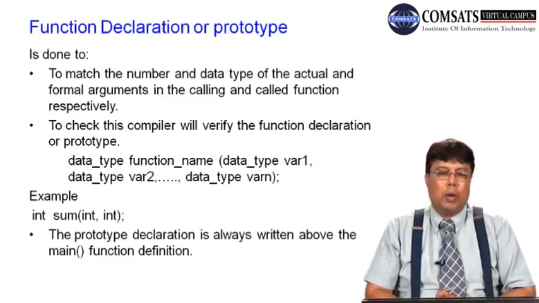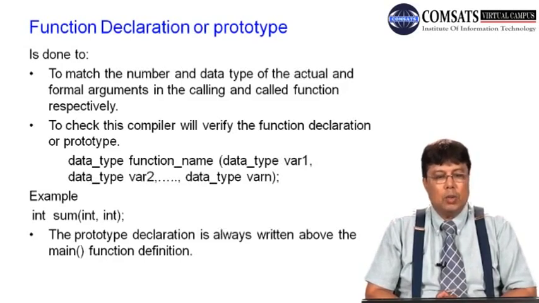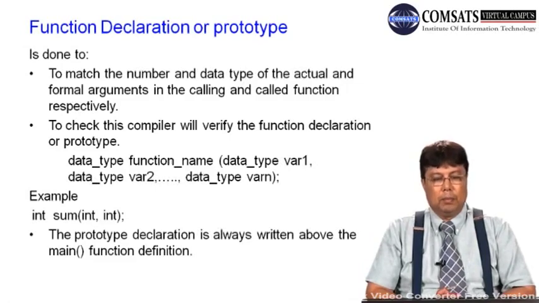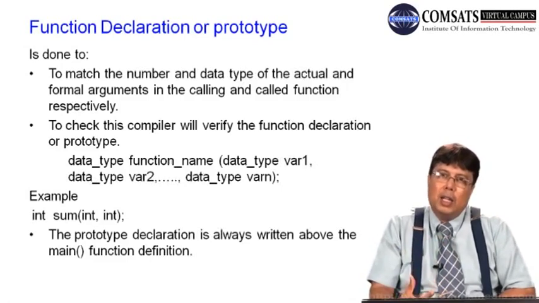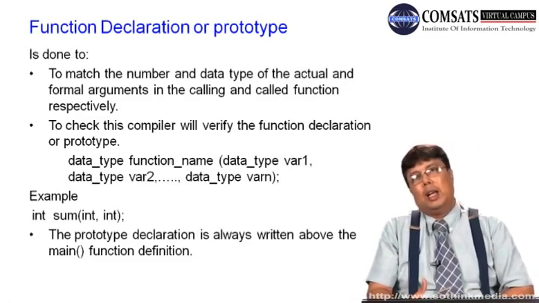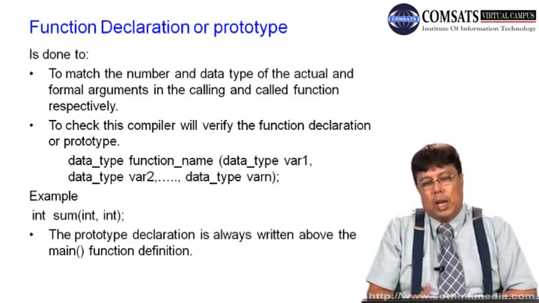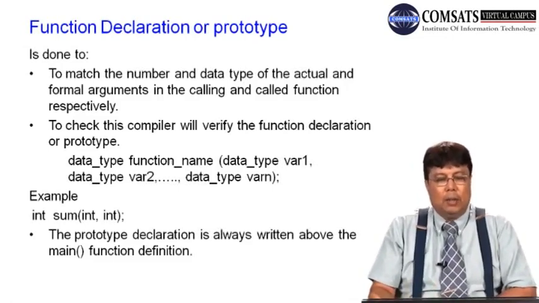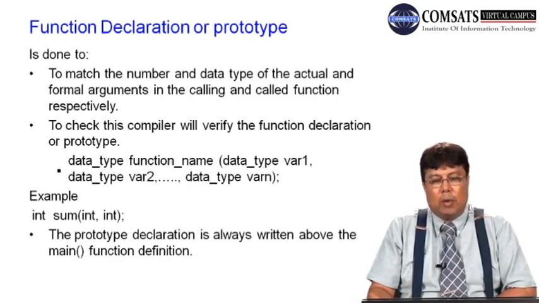The function declaration and prototype is done to match the number and data type of the actual and formal arguments in the calling and called function respectively. What does it mean? It means कि जो आपने function define किया है, उस function को define करने में जो आपने data type use किया है. For example, you said that the function is going to return an integer value, so you must have defined a data type of the function.